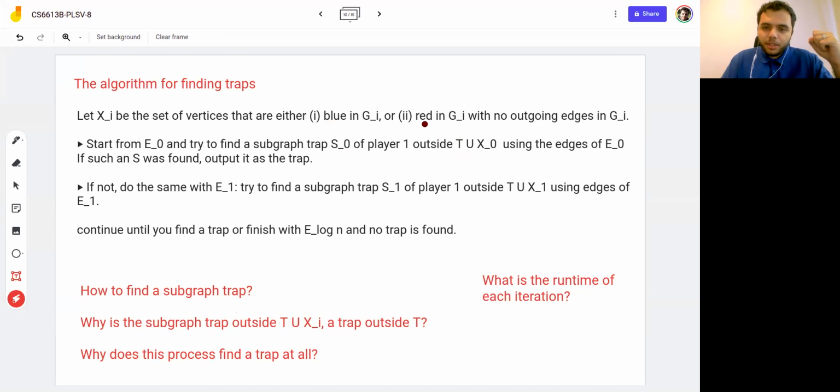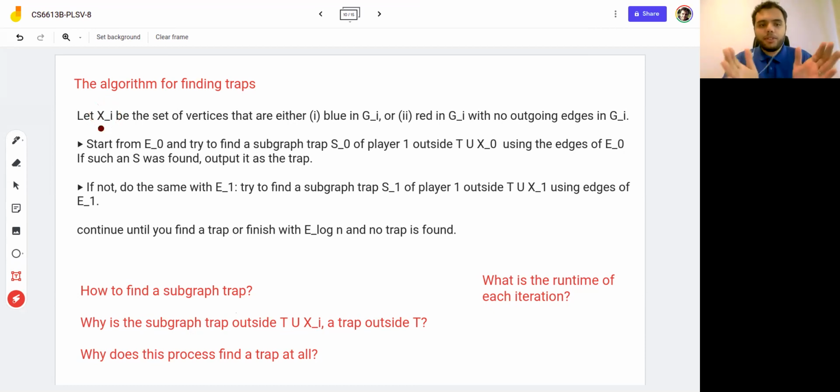Why don't I want the game to reach a red vertex with no outgoing edges? Well, if the game reaches a red vertex, by definition, the red vertex belongs to player 2. But the problem is that if there are no outgoing edges in Gi, this means that all of the outgoing edges of this red vertex lead outside of the subgraph Gi. And this again means that player 2 is forced to exit Gi, and we couldn't really trap player 1 inside of Gi, right? So this is the intuition here why we are defining this set Xi.